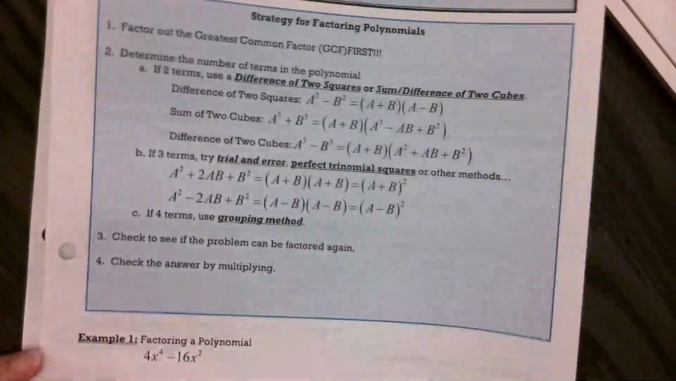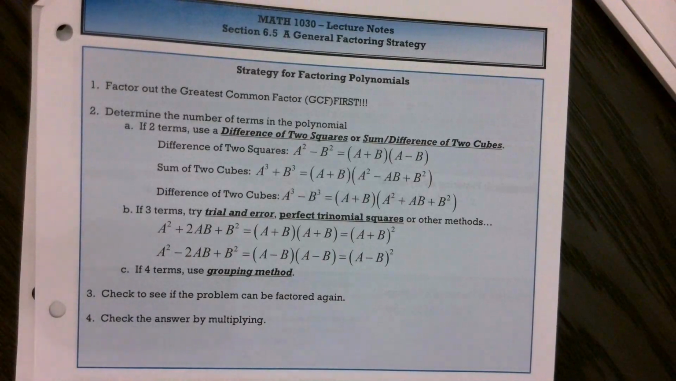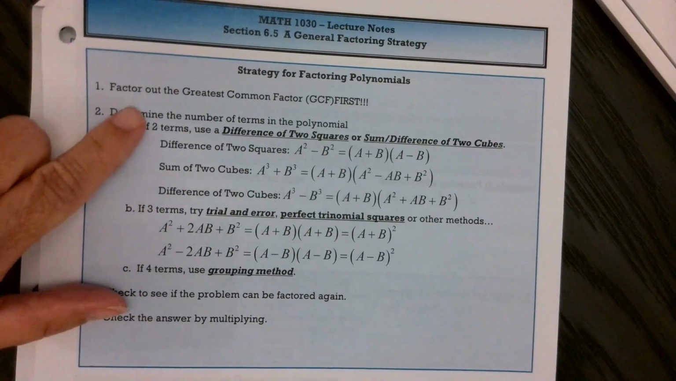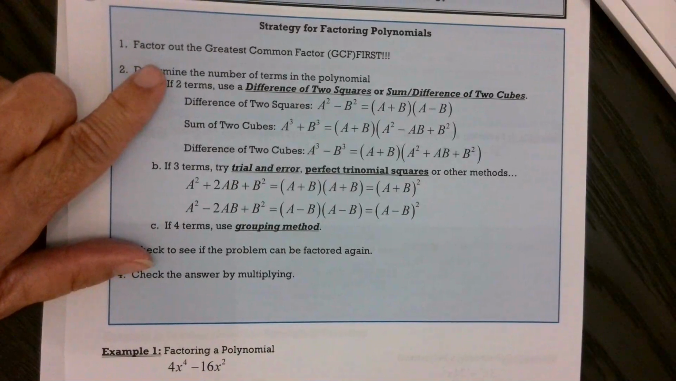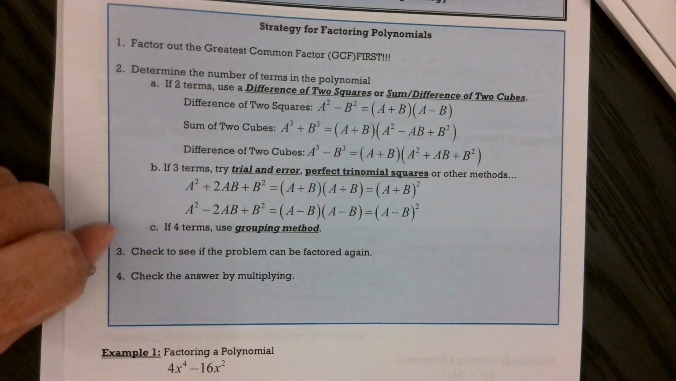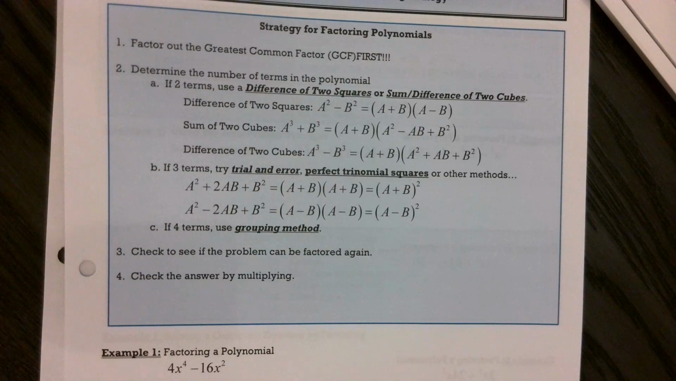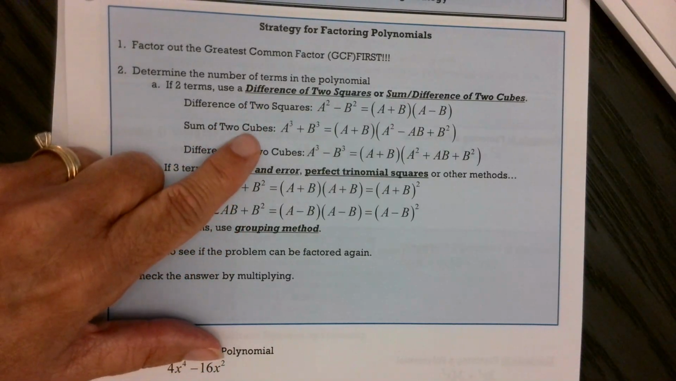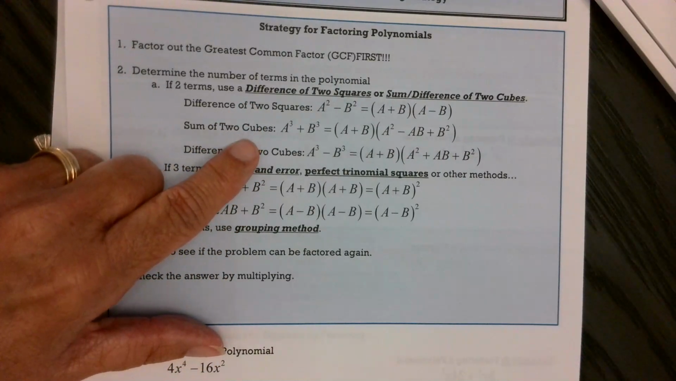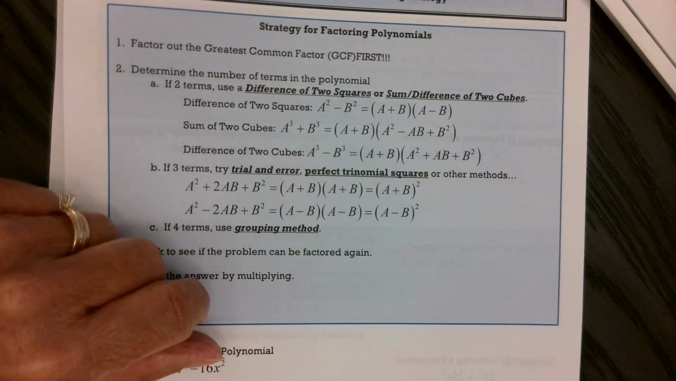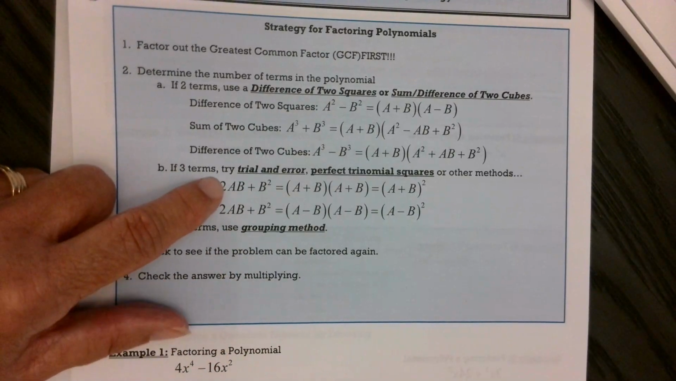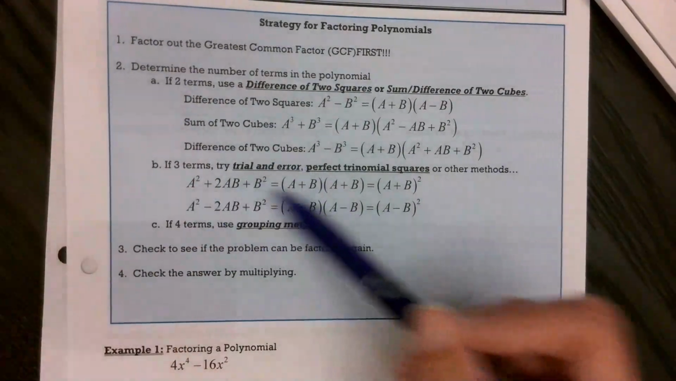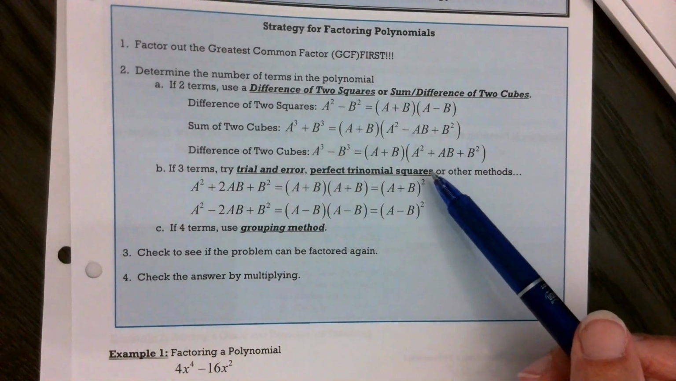In 6.5, it's just giving you strategies, okay? The first thing you always look for is to factor out a greatest common factor. Then I look at it and go, okay, if it's 2 terms, is it the difference of 2 squares? Is it the sum of 2 cubes? Is it a difference of 2 cubes? If there's 3 terms, see if it's a perfect square trinomial.